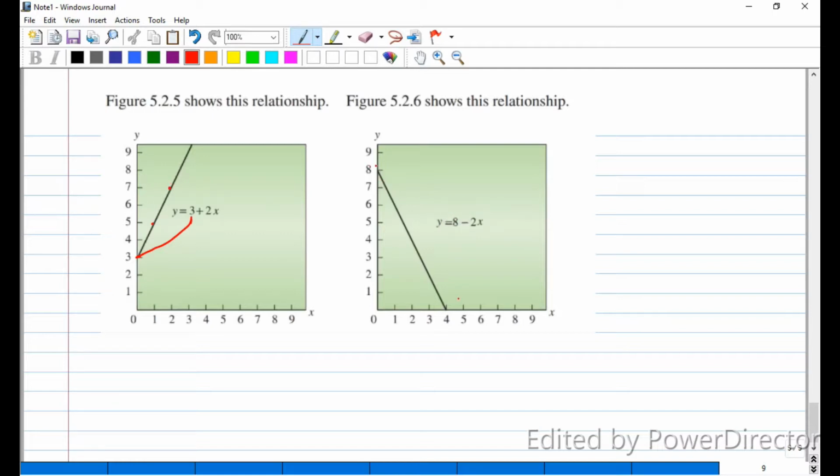Here, you can see the y-intercept is 8. You can see the slope is negative 2. So if I go down 2 and over 1, down 2 and over 1, that's how we get that line. So again, if the slope is negative, the line would be going downward. The relationship is negative. If the slope is positive, then the line's going to be going upward, and the relationship is positive.